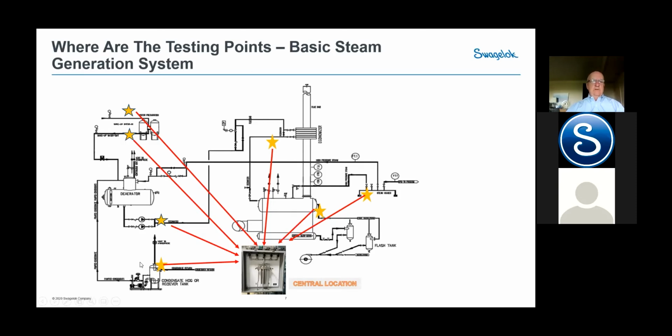And the last measurement down here is for condensate return. There we're trying to measure for pH that's coming back in the system in the condensate.